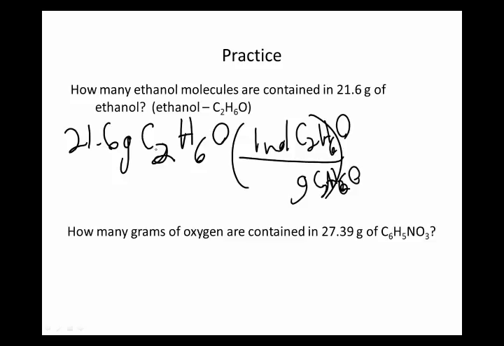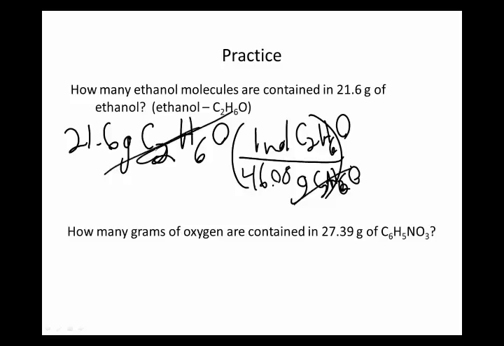Getting out my calculator here. All right, so I need to find the molar mass. 12.01 times 2 plus 6 times 1.008 plus 16. Okay, so the molar mass is 46.08. So there it is, and my units are canceled.